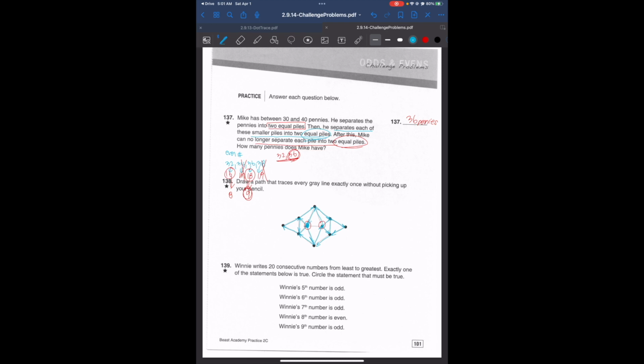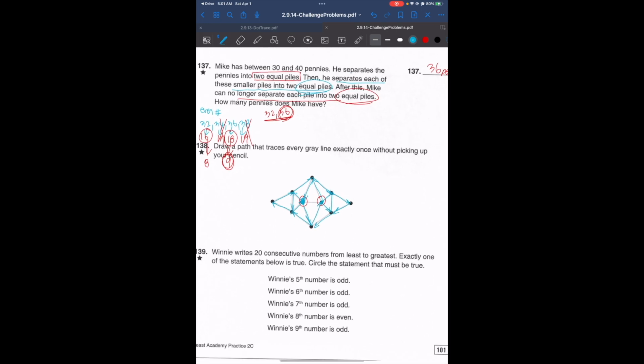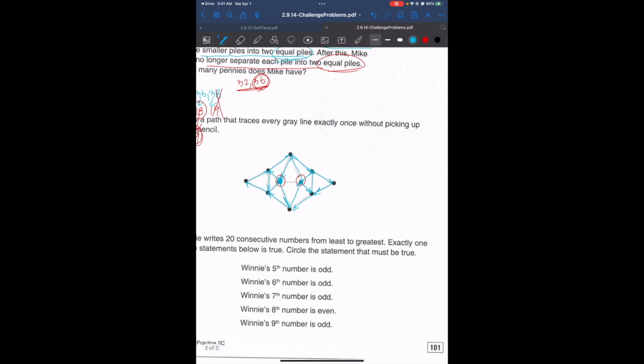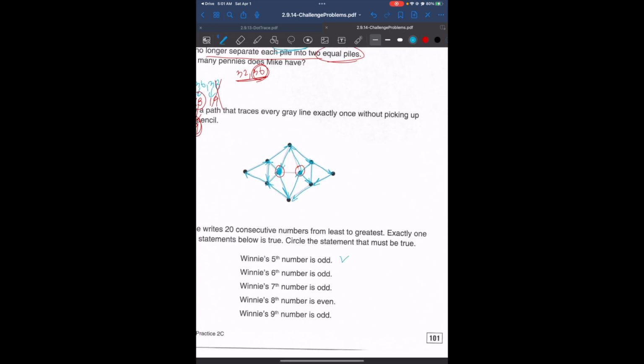Now we have our last problem. And so it says, Winnie writes 20 consecutive numbers from least to greatest, and exactly one of the statements below is true. Circle the statement that must be true. And so Winnie's 5th number is odd. If the 5th number is odd, then the 7th and 9th numbers are also odd, and the 6th and 8th numbers are even.